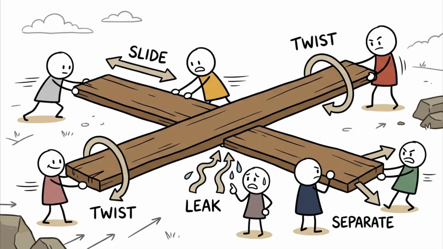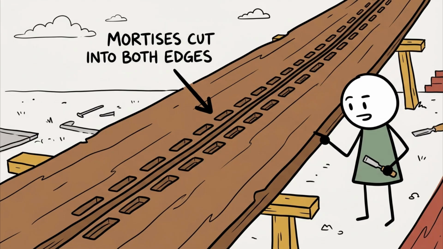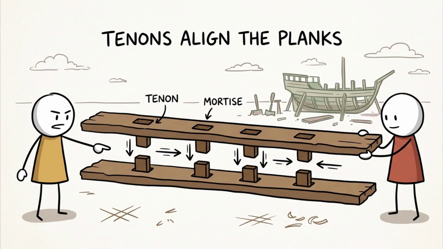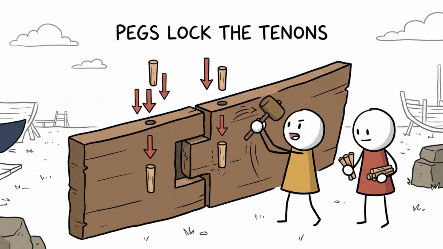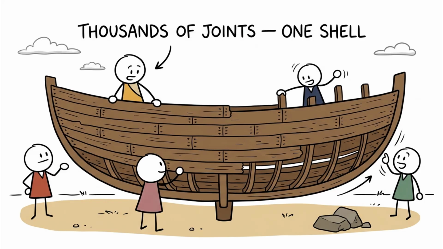They had to resist sliding, twisting, leaking, and separating under changing loads. Mediterranean builders developed rows of mortises cut into neighboring plank edges. Small wooden tenons entered those mortises and aligned the planks together. On many vessels, pegs locked the tenons so the connection could not withdraw. Thousands of these joints could turn separate planks into a continuous shell.